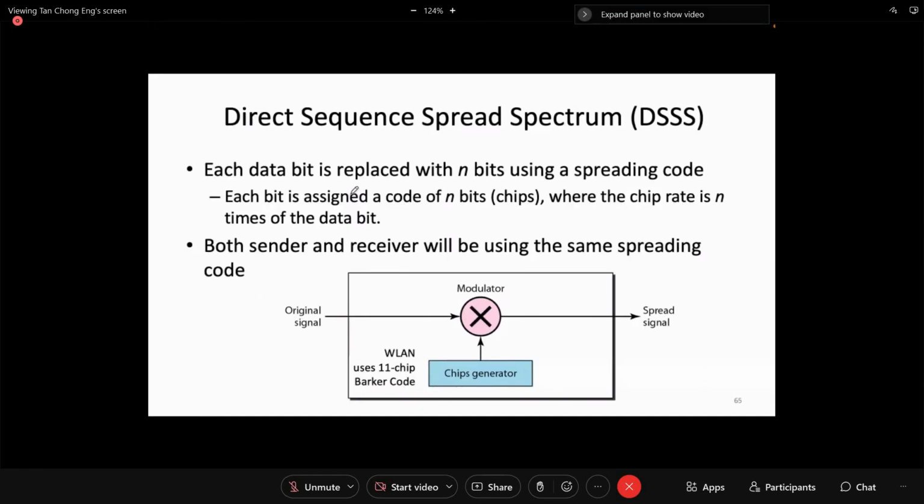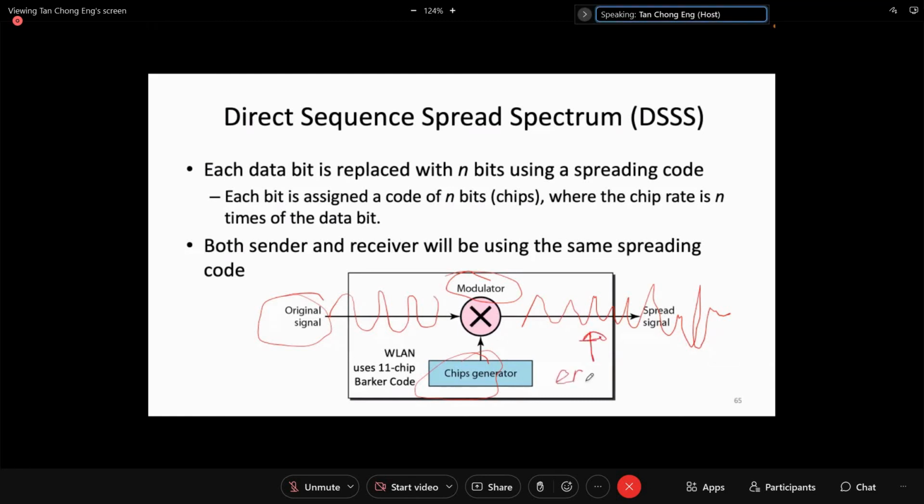So how is the signal generated? First, the original signal goes into a modulator. The chip generator will generate the Barker code and then modulate it with this original signal, and then send it out. So the signal is going to be something like this; the original one may be something like this. This is exactly what happens. This one is considered encoded with another code, so it is being protected.